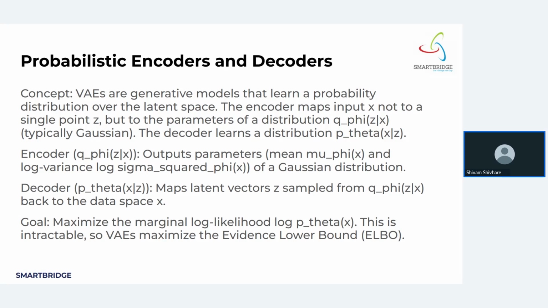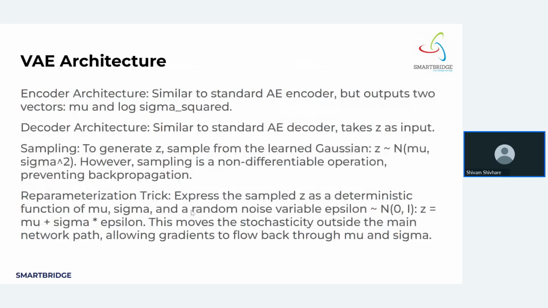Guys, is it clear? Map the latent vector z sampled from q. We can observe it here, right? The encoder is similar to a standard autoencoder, but the output is two vectors, mu and log sigma squared. These help the model understand and give the best features to generate. The decoder is the same as a standard decoder, taking z as input. Variational autoencoders help the model generate new content.